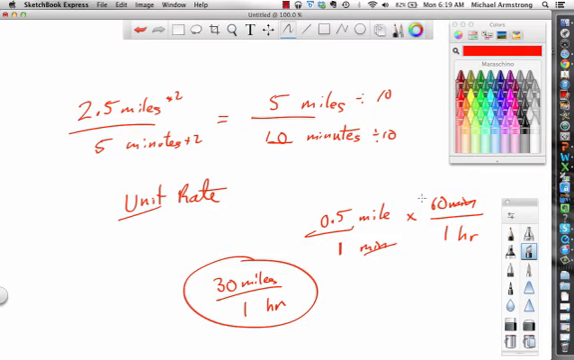Alright, so that might have been a little confusing, but the important part was to change to the unit rate. Down here, 0.5 miles in 1 minute. Okay.